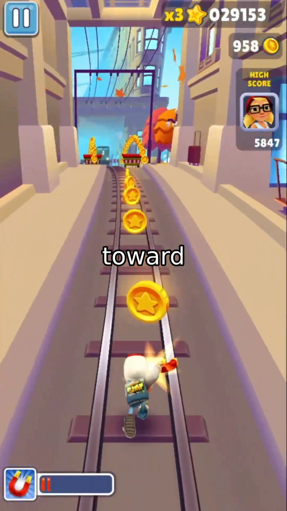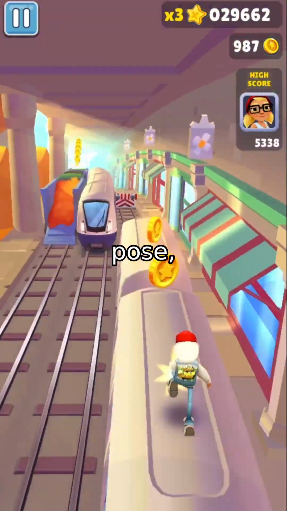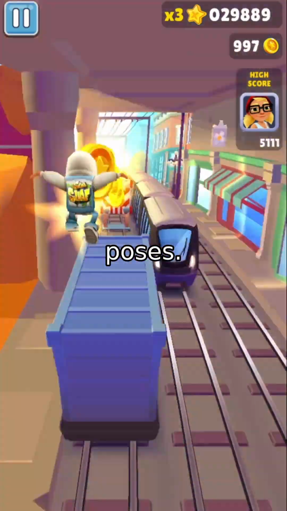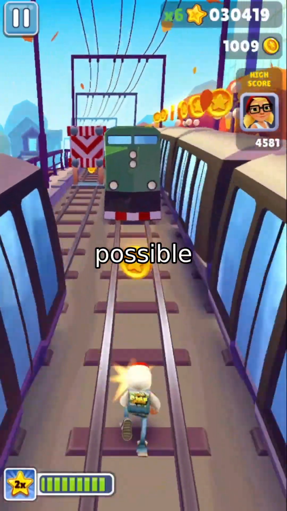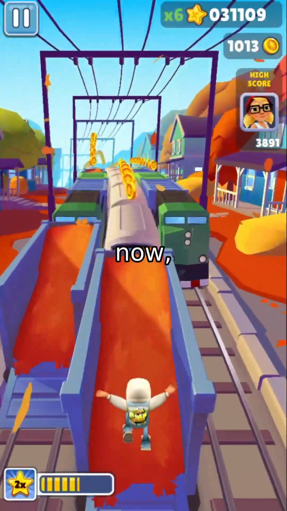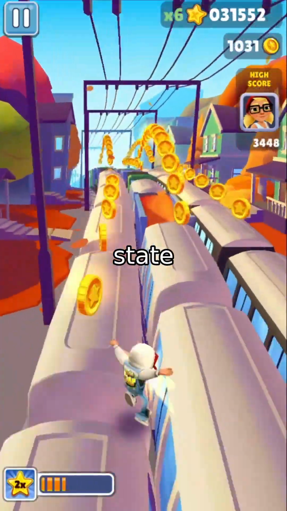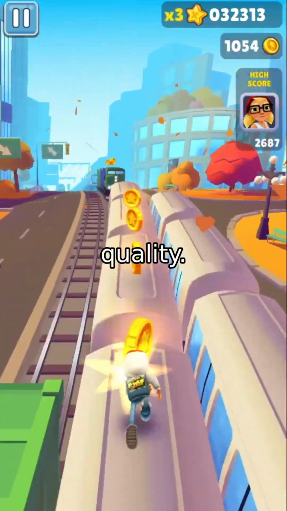That's why the field is shifting toward probabilistic 3D human pose estimation, where instead of guessing one 3D pose, we model a distribution of plausible poses. We acknowledge uncertainty. We say, here are 200 possible ways this person could be standing, and here's how likely each one is. And now, a new method called FMPose is pushing the state of the art, not just in accuracy, but in speed, stability, and generative quality.